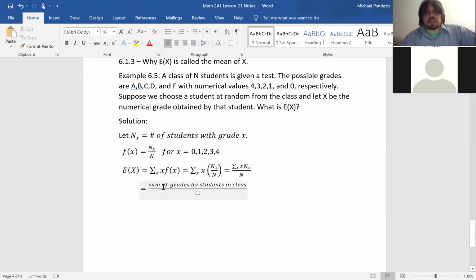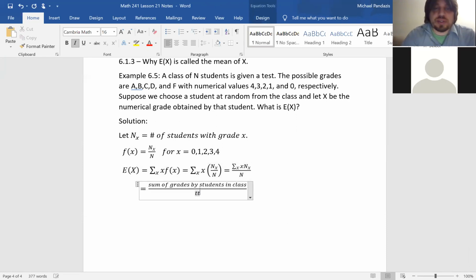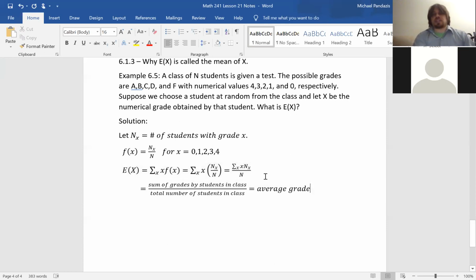Okay, so the numerator here is the sum of grades by students in the class. And capital N represents the total number of students in the class. And so this fraction is the sum of grades in the class divided by the total number of students in the class. That's just the average, right? So that's just the average grade. So the expectation of X here is the average grade. And so that's why E of X is called the mean of X.